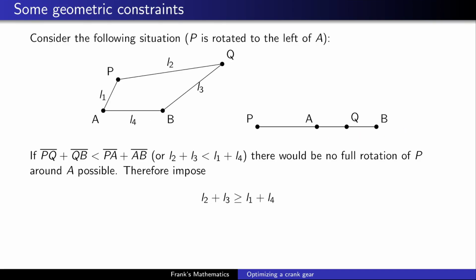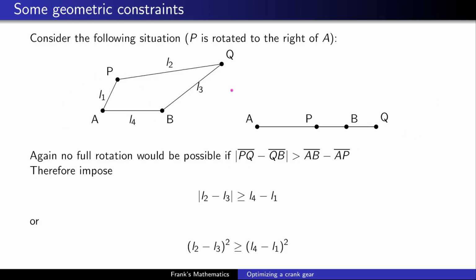Now things become a little bit more complicated. Assume the following situation. The point P is completely rotated to the left of A, and the point Q is lying on the line between A and B. So we have this situation here on the right. Then we can take a look at the length PQ plus QB. This is the whole line here, length of the whole line. And if this is less or equal than PA plus AB, there is no chance that the point P can freely rotate around the point A. This is physically impossible. And this is something we want to avoid, and therefore we impose the constraint that L2 plus L3 should be greater or equal than L1 plus L4 to ensure that the point P can rotate freely around the point A.